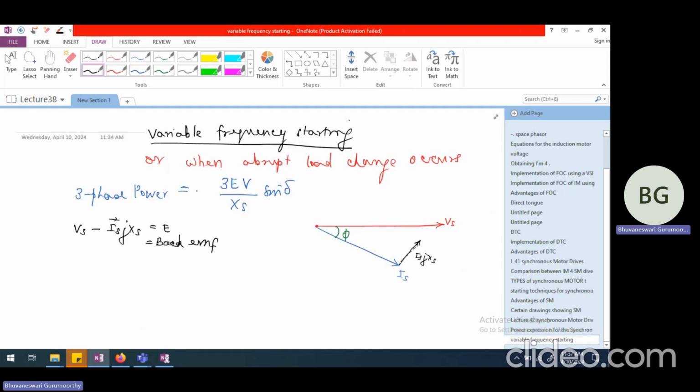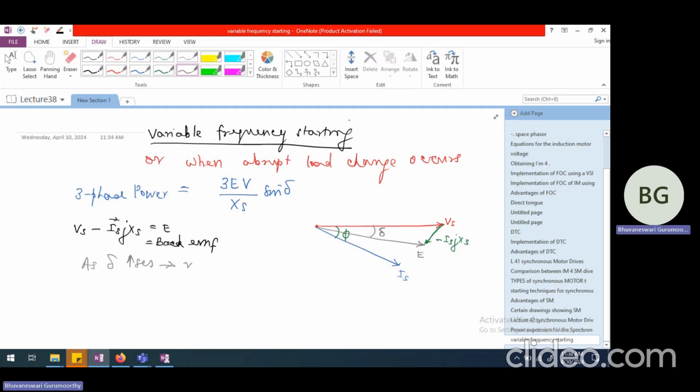So I should be able to draw that as well. So this is minus Is times jXs. Let me erase this and write it as minus Is jXs. Now if I draw this, this is going to be E, the excitation EMF. And the angle between these two is going to be delta.